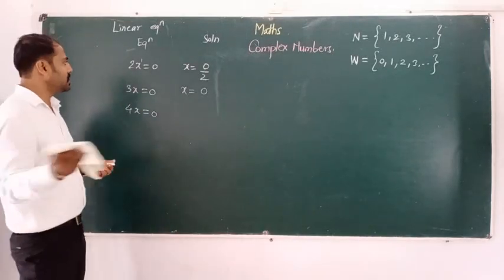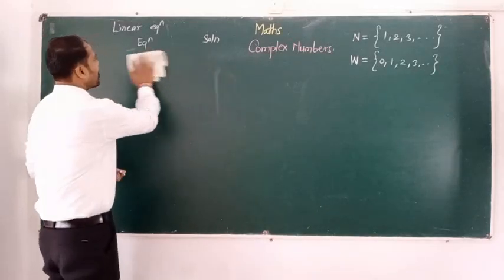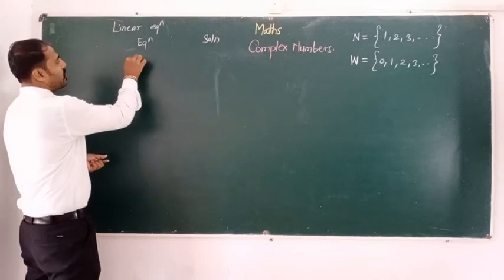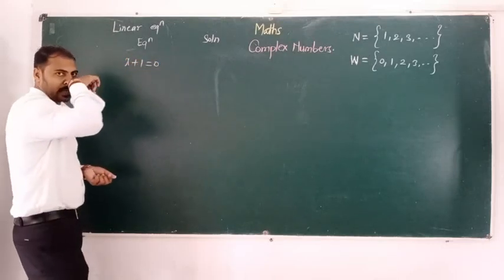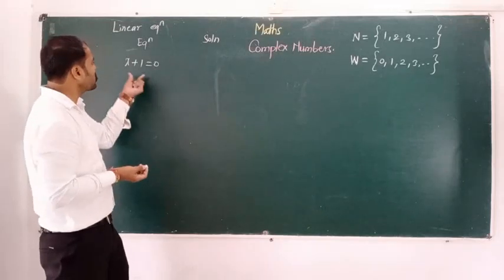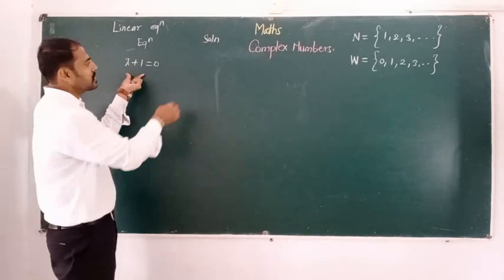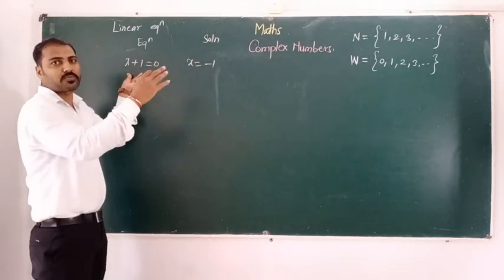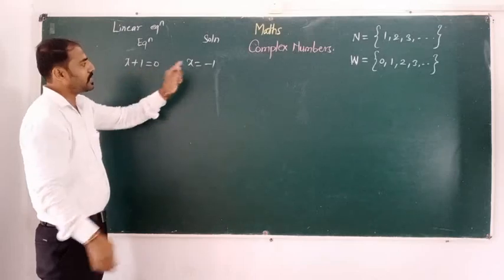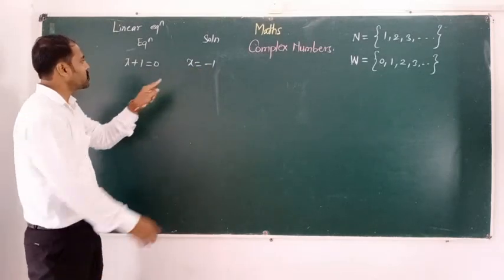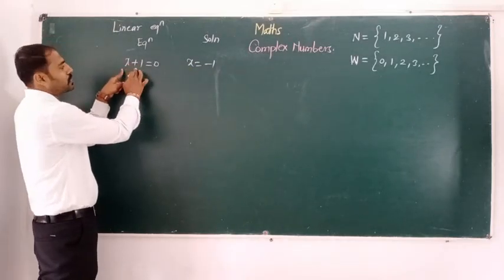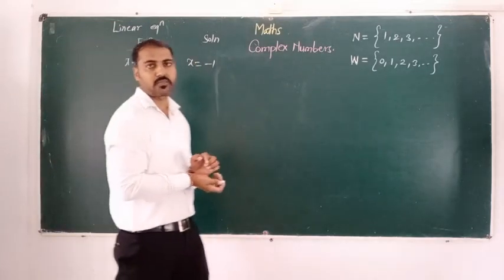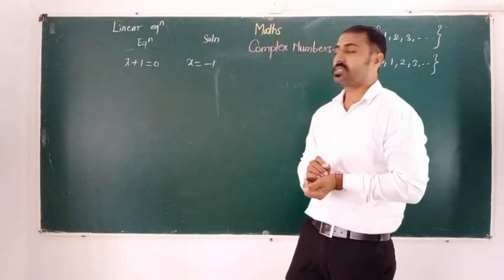After these equations, some linear equations are like this: x plus 1 is equal to 0. The solution of this equation is, clearly, x is equal to, take plus 1 on RHS, plus converts into minus, 1. So x is equal to minus 1. If we put x is equal to minus 1, minus 1 plus 1 is equal to 0. So clearly x is equal to minus 1 is the solution of the equation x plus 1 is equal to 0.